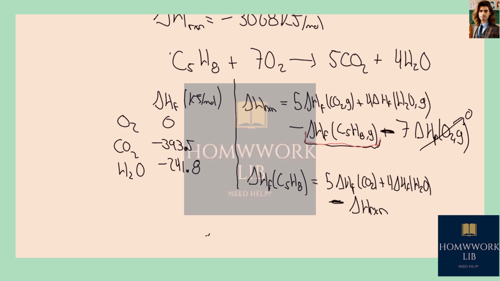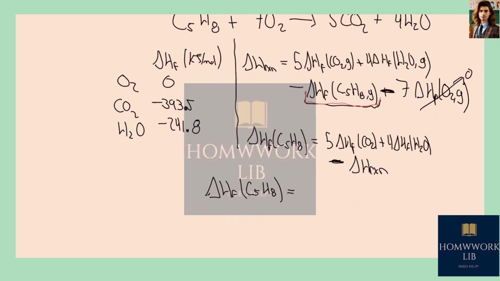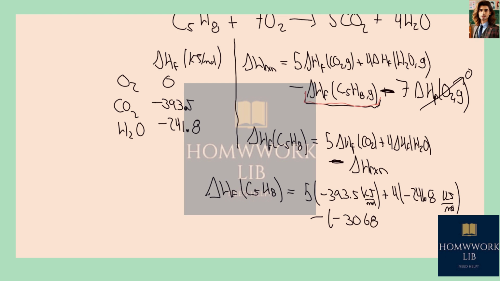So, replacing the values, delta H of formation for the desired compound, C5H8, is going to be equal to 5 times minus 393.5 kilojoules per mole, plus 4 times minus 241.8 kilojoules per mole, and finally minus the delta H for the combustion, which is minus 3068 kilojoules per mole.